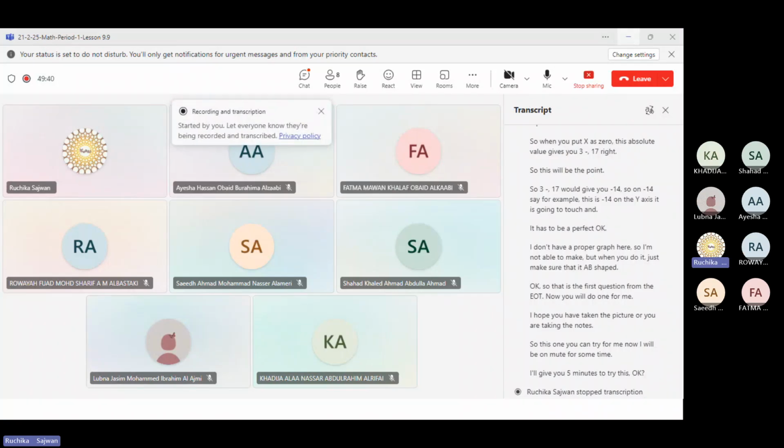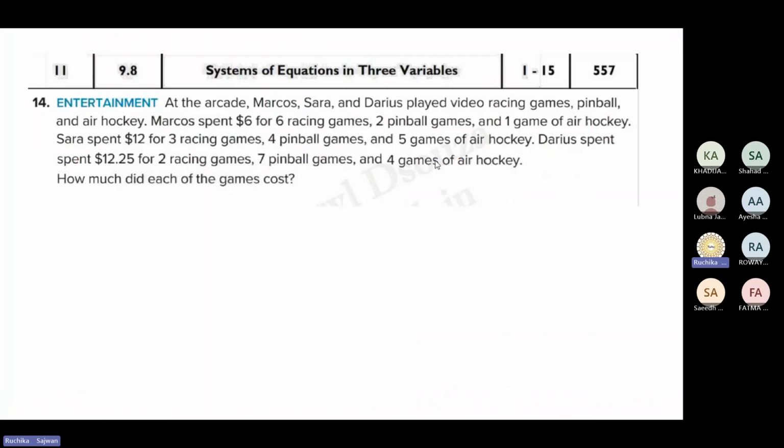Let's try to solve this word problem. For that, first we have to change the word problem into equations. So let's do it. Highlight the important information. At the arcade, Marco, Sarah, and Darius play video racing games, pinball, and air hockey. What are the games? One is video racing, one is pinball, and the third one is air hockey.